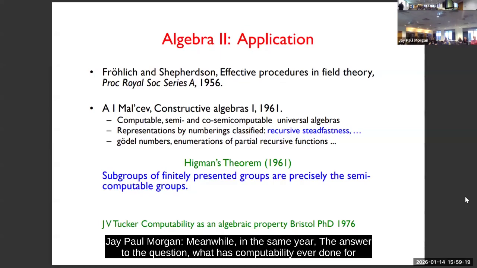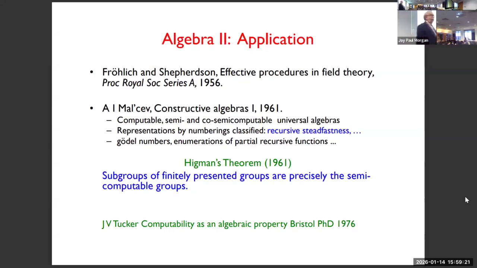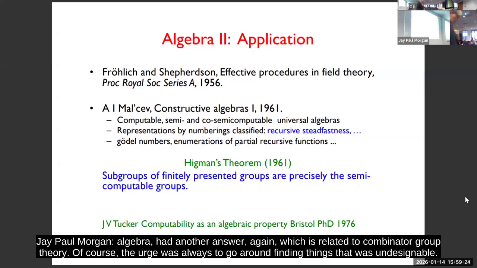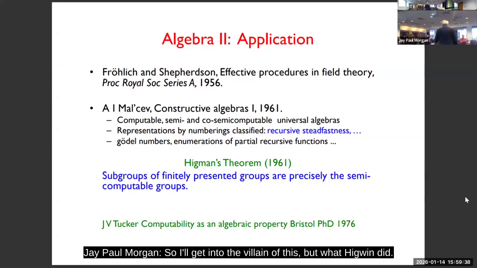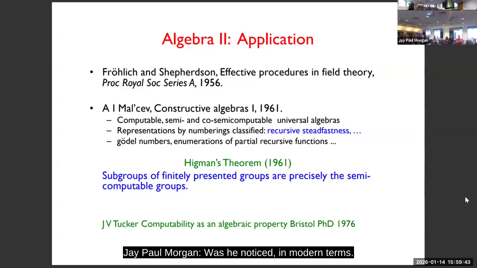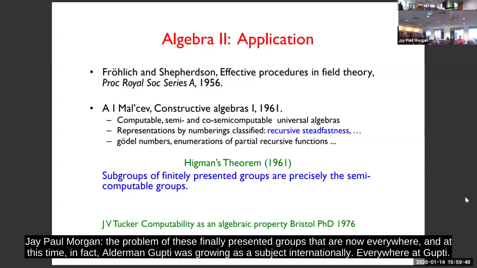Meanwhile, in the same year, the answer to the question, what has computability ever done for algebra, had another answer, again, which is related to combinatorial group theory. Of course, the urge was always to go around finding things as undecidable. You always felt that you needed something undecidable. Until you've got an undecidability result, you haven't quite managed to somehow get into the zone on this. But what Higman did was he noticed, in modern terms, the problem of these finitely presented groups that are now everywhere.